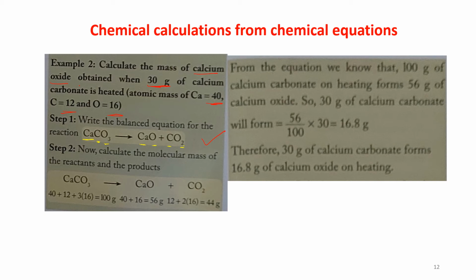So for the second step, you have to calculate the molecular mass of the reactant and the product. On the left hand side, you are having CaCO3. Now you have to find out the molecular mass of CaCO3. 1 atom of calcium, that is 40, plus 1 atom of carbon, that is 12, plus 3 atoms of oxygen, that is 3 into 16. It is coming 40 plus 12 plus 48, which is coming to 100. Similarly, you have to find out for calcium oxide.